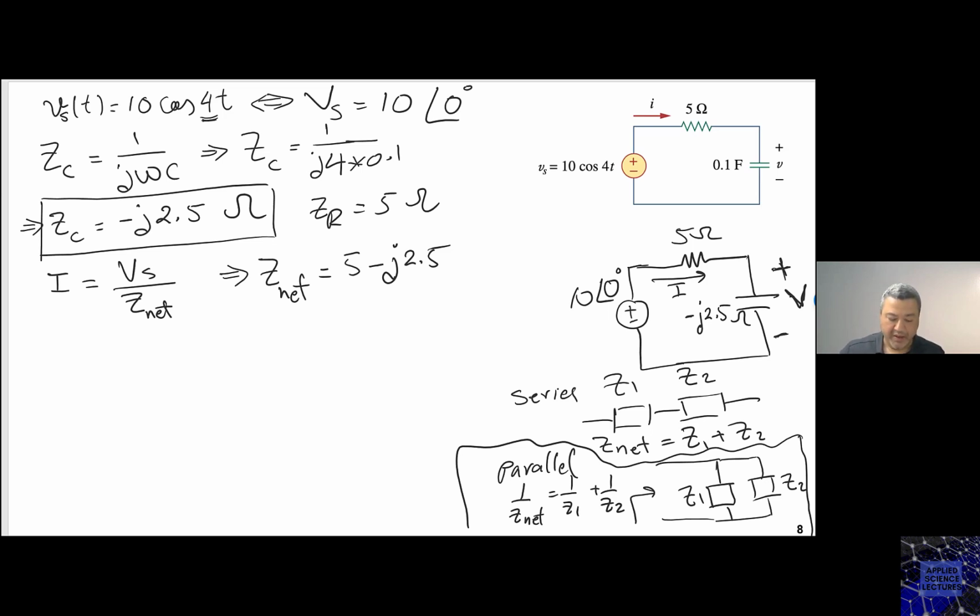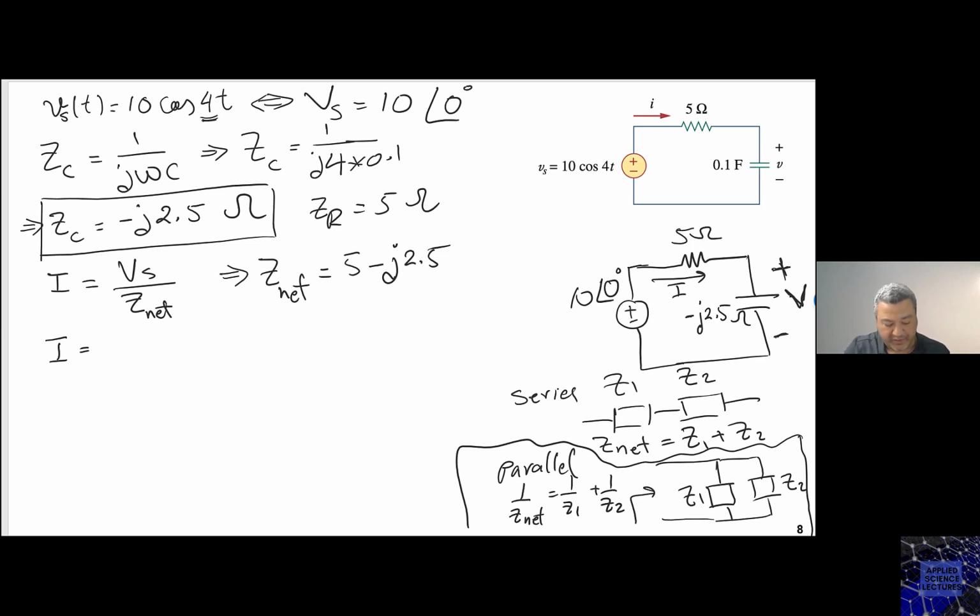No questions? Okay. So this is the Z net, 5 minus j2.5. I just added them because they were in series, right? They were in series. So if I want to calculate the I here, then I have my voltage in phasor representation, polar format, and I have my Z net in rectangular format.